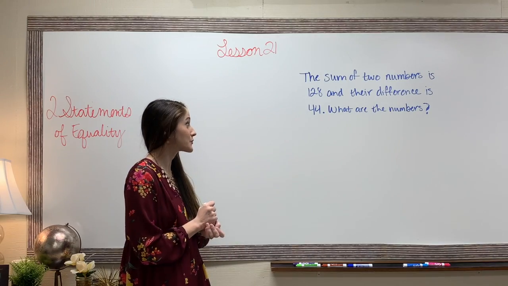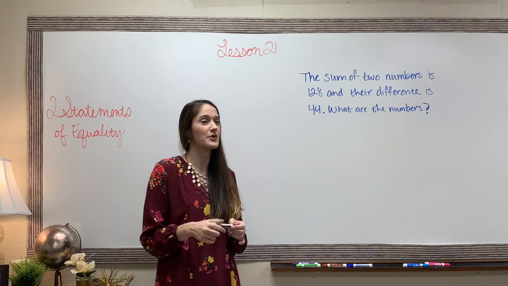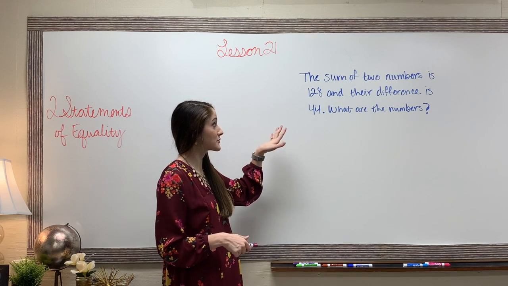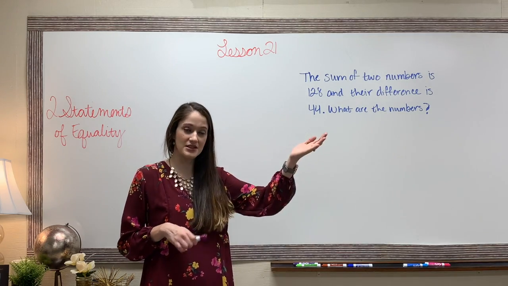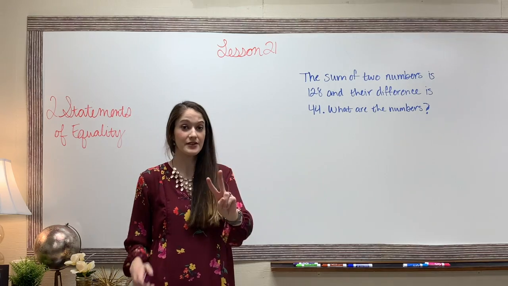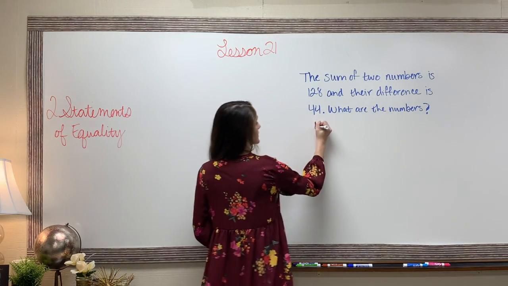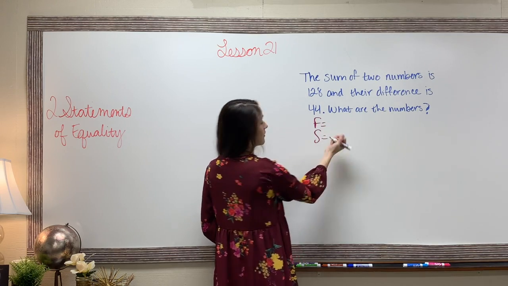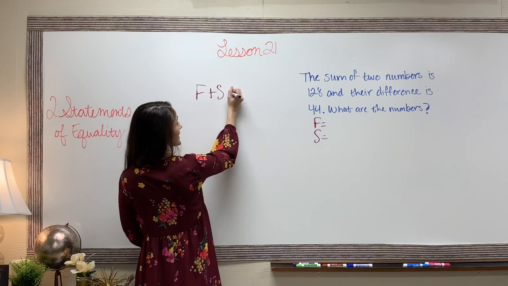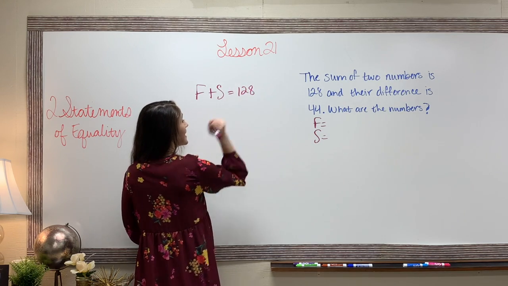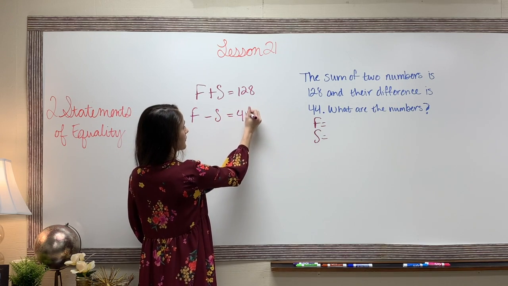Okay, our second example is actually a style question that we're going to see quite a bit, at least in the beginning part of our book. It says the sum of two numbers is 128 and their difference is 44. And we're going to see that a lot. Their sum is this, their difference is this. And right there, that's two statements of equality. Their sum, so I'm going to call these the first and the second. Why not? So the first number plus the second number is 128, and they're different. So the first minus the second is 44.